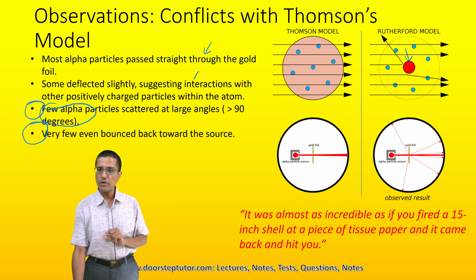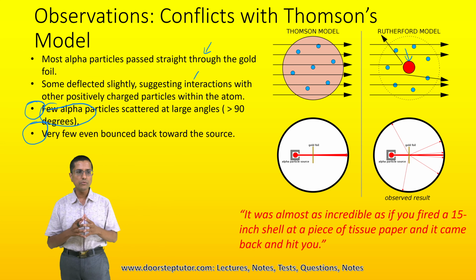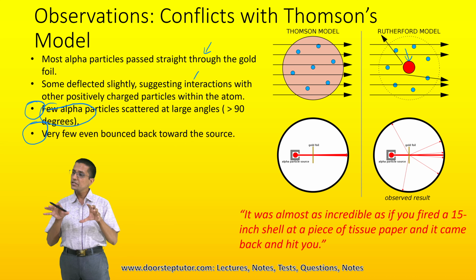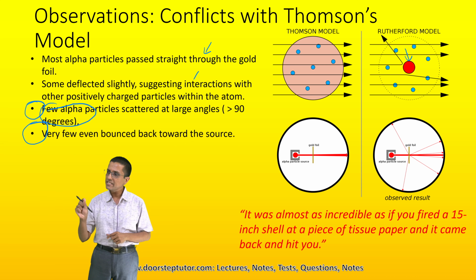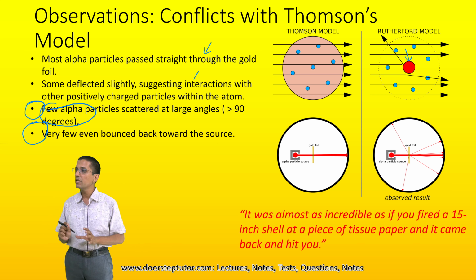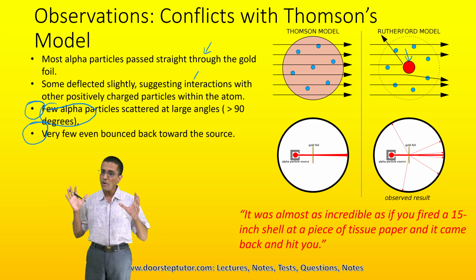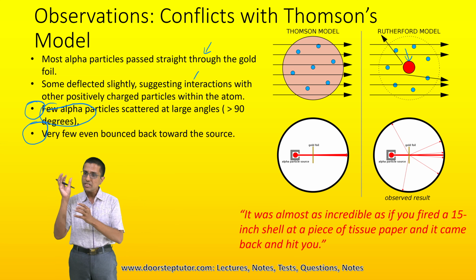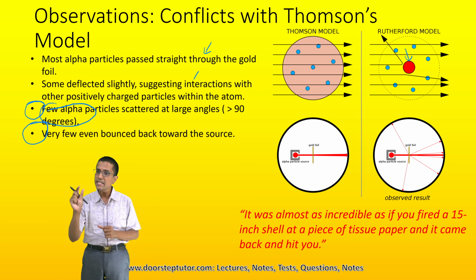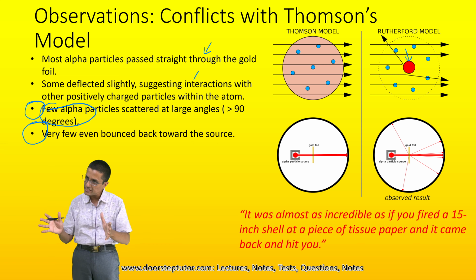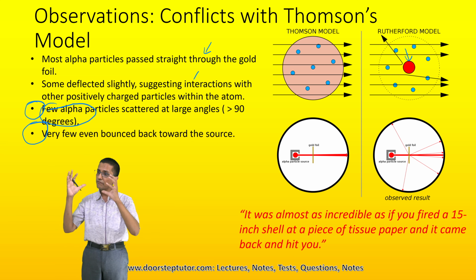So to remove this problem, Rutherford said that Thomson's model is incorrect. What we actually have in an atom, at its very center, is a nucleus which is very, very heavy, and all the charge and all the mass of the atom must be concentrated in this very small region. It must be condensed. This nucleus must be massive, and it must be very, very small.